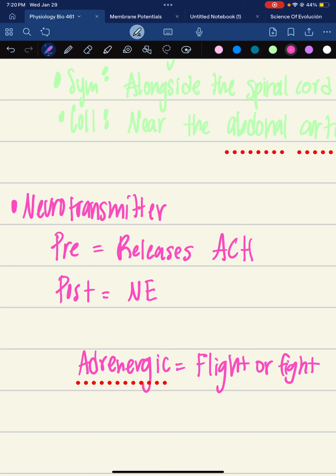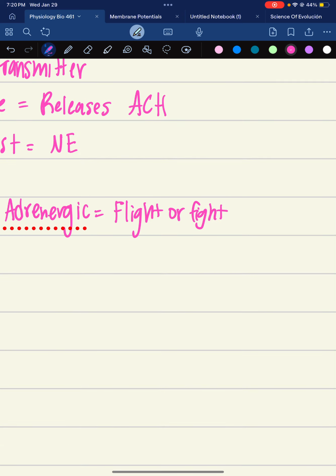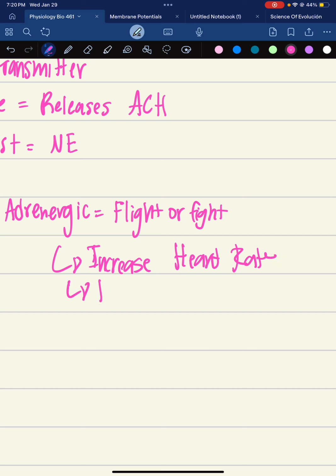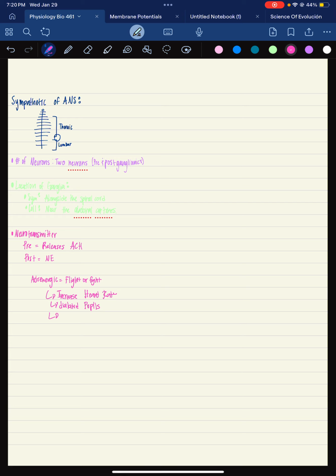And then some of the actions it does: it prepares the body for fight or flight responses. So it increases heart rate, we see dilated pupils, and digestion stops. Okay, so there's that. I'm going to erase all this now.